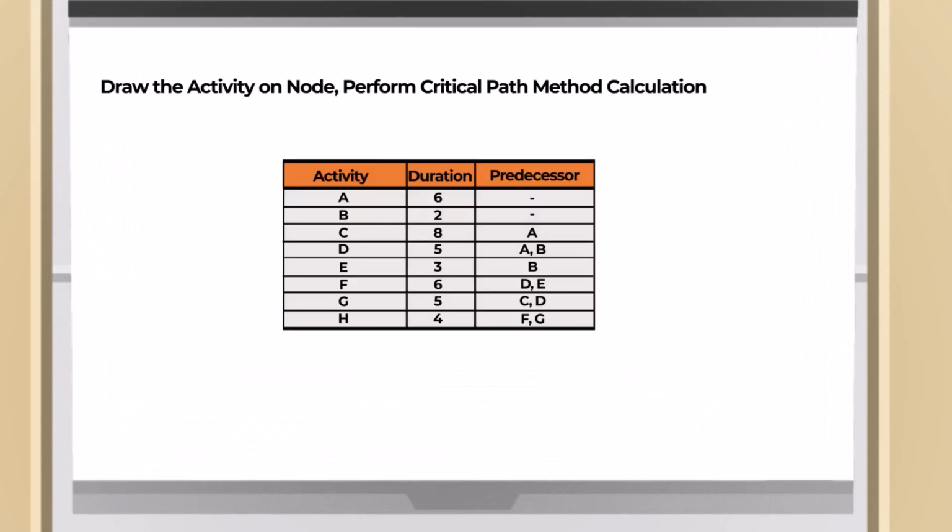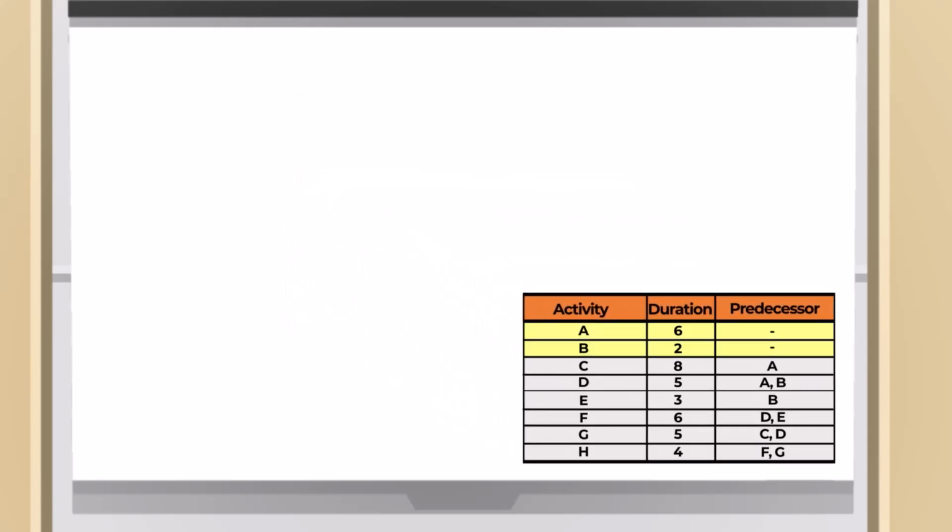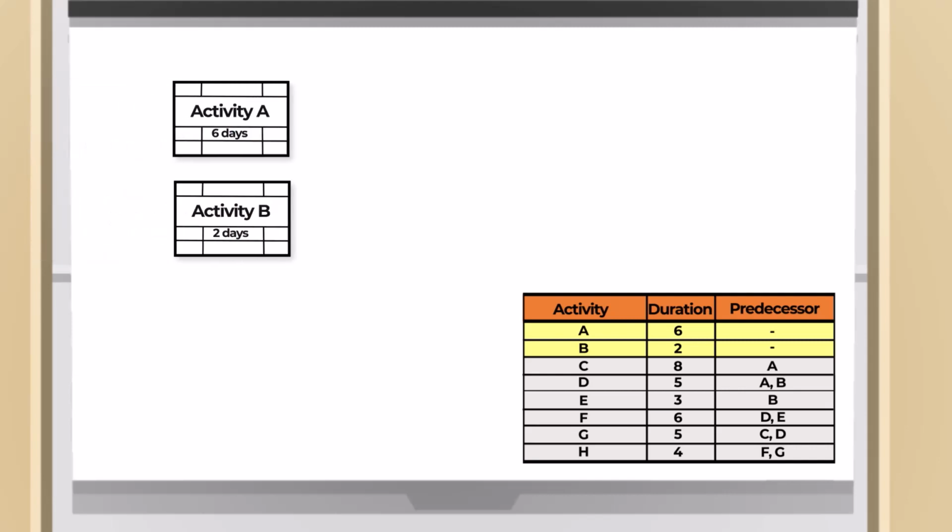Let's answer this exercise. Instruction is to draw the network and perform the CPM calculations. First, let's draw the network. First, activity A and activity B with 6 and 2 days duration respectively. As you see, it has no assigned predecessor. Let's add a project start milestone to connect the two activities.